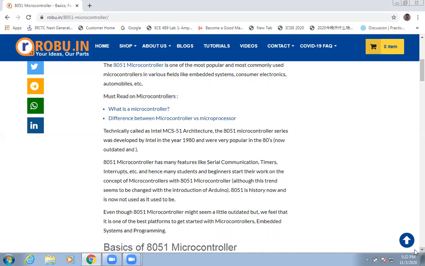The 8051 has many features such as serial communication, timers, interrupts, and so on, and hence many students started their work on the concept of microcontrollers with the 8051. Although this trend seems to be changing with the introduction of the Arduino board, the 8051 is history now and is not used as it was in the mid 80s.